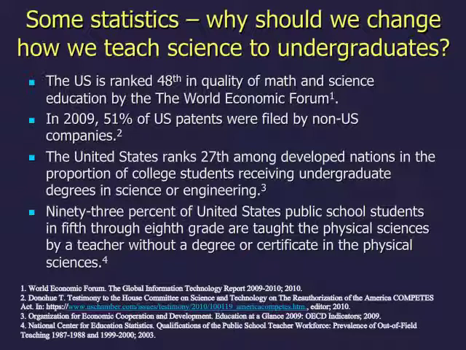In 2009, 51% of U.S. patents were filed by non-U.S. companies. The United States ranks 27th among developed nations in the proportion of college students receiving undergraduate degrees in science or engineering. 93% of United States public school students in 5th through 8th grade are taught the physical sciences by a teacher without a degree or certificate in the physical sciences.